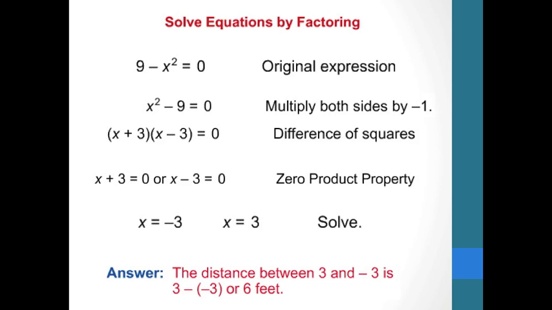So we have x squared minus 9 equals 0. Do the zero product property, factor it, x plus 3 and x minus 3, because it's the difference of squares. With the zero product property, we get negative 3 and 3. And since they wanted the horizontal distance, we subtract them to find the distance, and we get an answer of 6 feet.